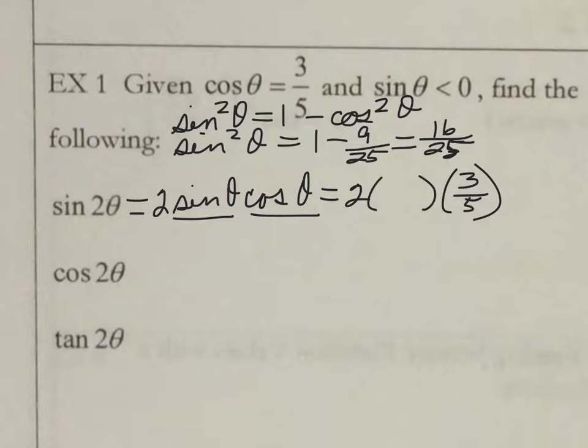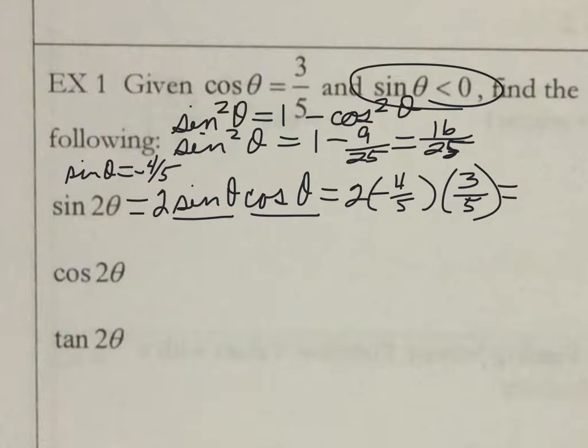And so sine of theta would be plus or minus the square root of 16/25, which would be 4/5. But we're told sine of theta is less than 0. So it's negative 4/5. So negative 4/5 goes here. And now I can figure out what sine of 2 theta is. 2 times negative 4 is negative 8, times 3 is negative 24, over 5 times 5 is 25.